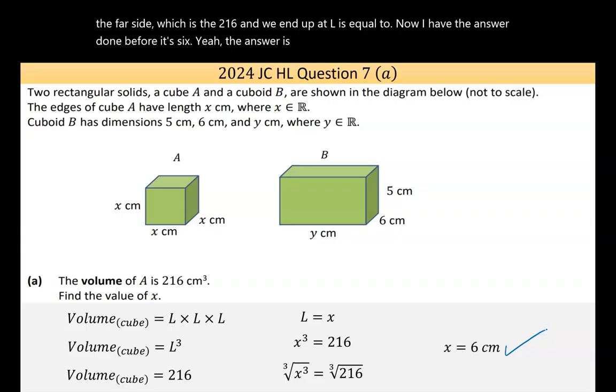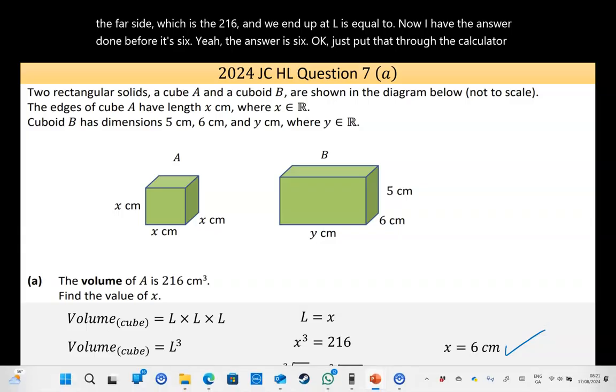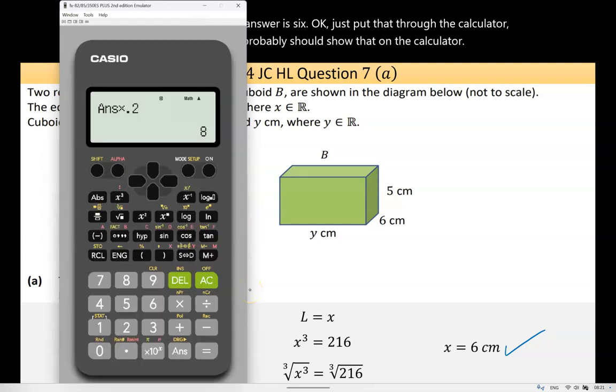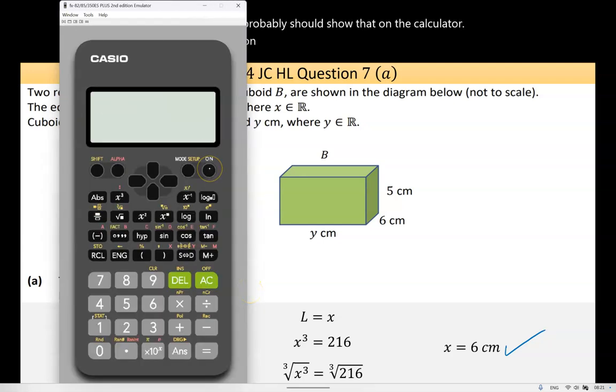Okay, just put that through the calculator. The cube root function, actually I probably should show that on the calculator. On this calculator, it's not on the main function here, it's on the second function, and I didn't press that. Shift, yeah, and the cube root of 216 is equal to 6.